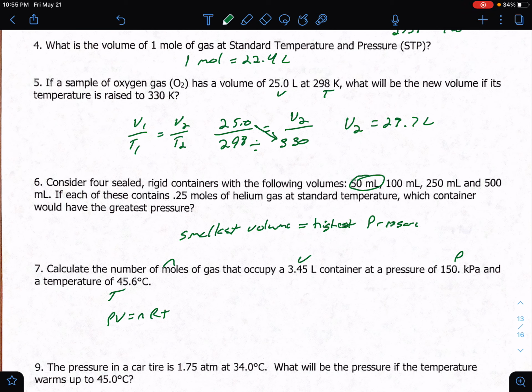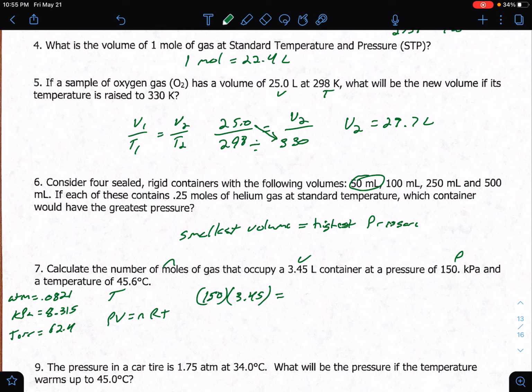Okay, so remember your R's, this is a constant that will be given to you. So if the pressure was in atmospheres, your R would be 0.0821. If it was in kPa, which it is, you're going to use an R value of 8.315. And then if it was in something like torr, your value for R would be 62.4. But again, we'll give you those. So my pressure is 150. Okay, my volume is 3.45.